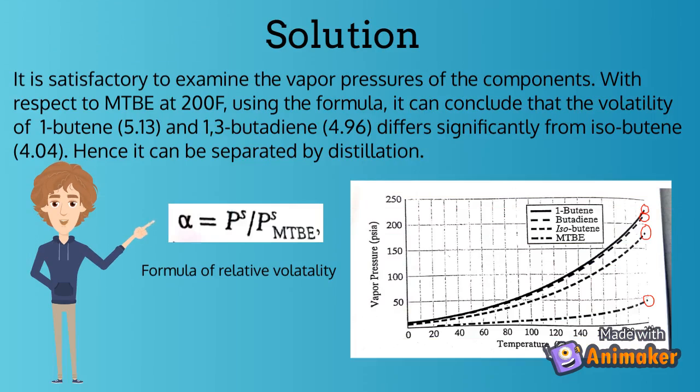First, it is satisfactory to examine the vapor pressures of all the components. A graph of the vapor pressures of the components against temperature is plotted using Aspen Plus software, as in the picture on the right. With respect to methyl tertiary butyl ether, at 200 Fahrenheit, the relative volatility has been calculated using the formula on the left. We can see that the volatilities of 1-butene and 1,3-butadiene differ significantly from isobutene. Hence it can be separated by a distillation process.